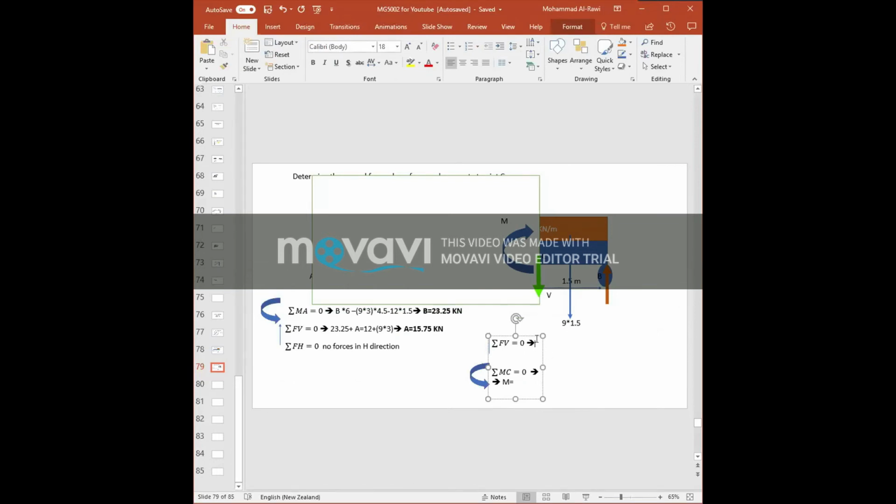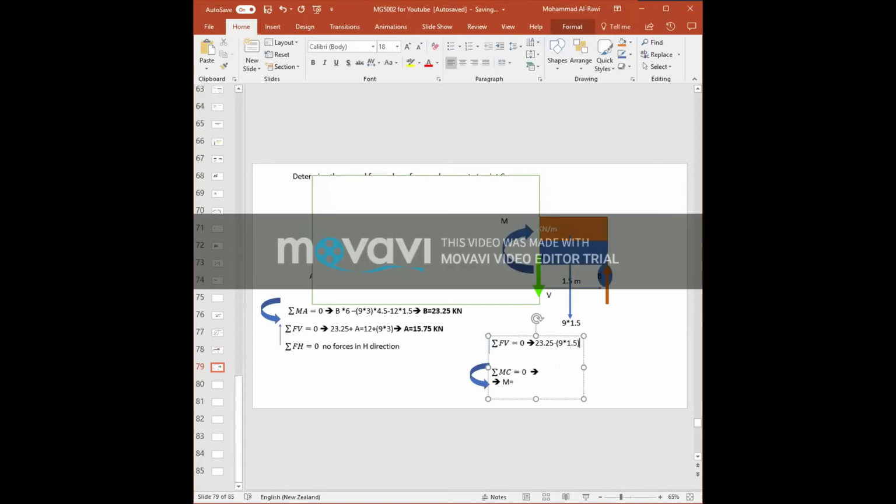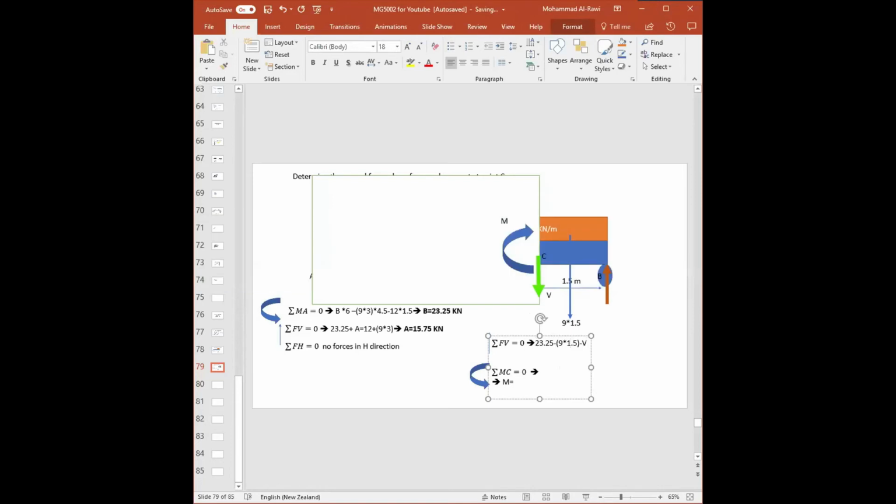So you have 23.25. So what we're saying, going upwards is positive. So 23.25 is positive, minus 9 times 1.5, minus what? V. Can you find the value for V? What do you think? Logically, you can see it.